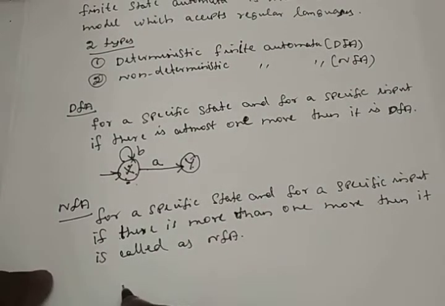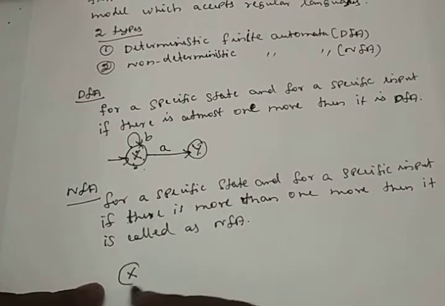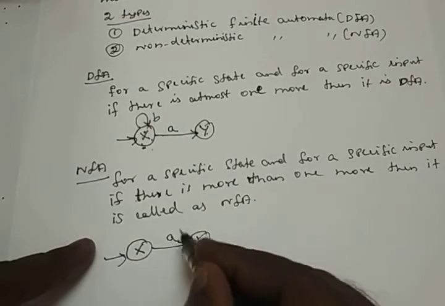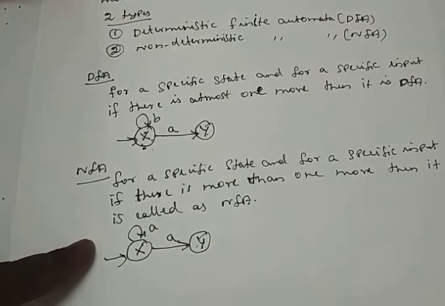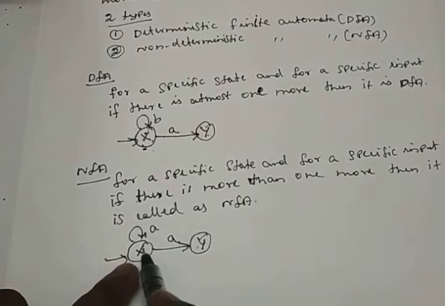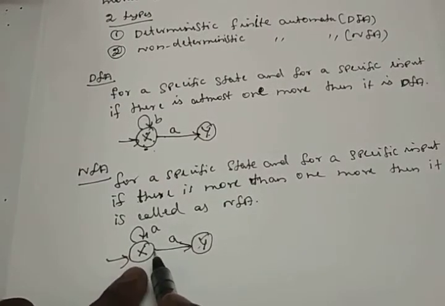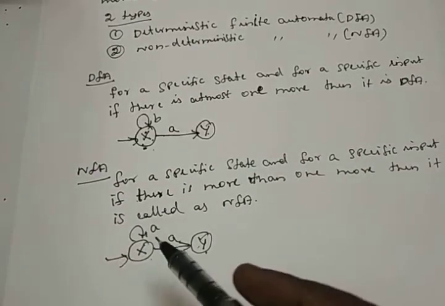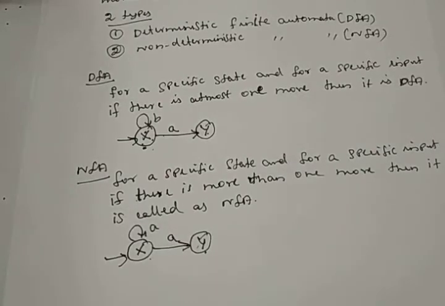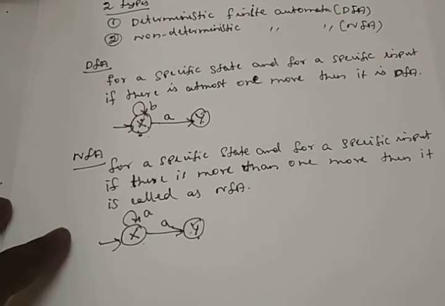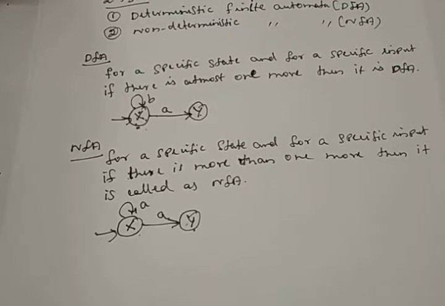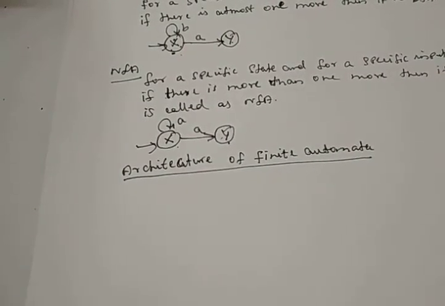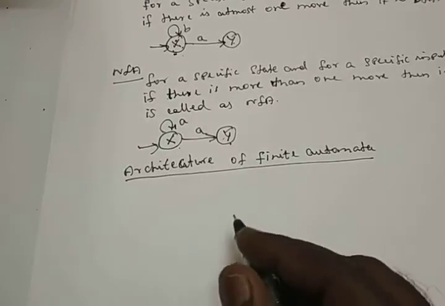Now we will take another example. Say I have a state X and a state Y, and I apply A over here and A here. You can see that in a specific state X, if you apply A, you make two moves. For one A, it goes from X to Y, and for another A, it goes to X itself. So there is more than one move for a specific input in a specific state. So this is called an NFA. So you can categorize in this way.